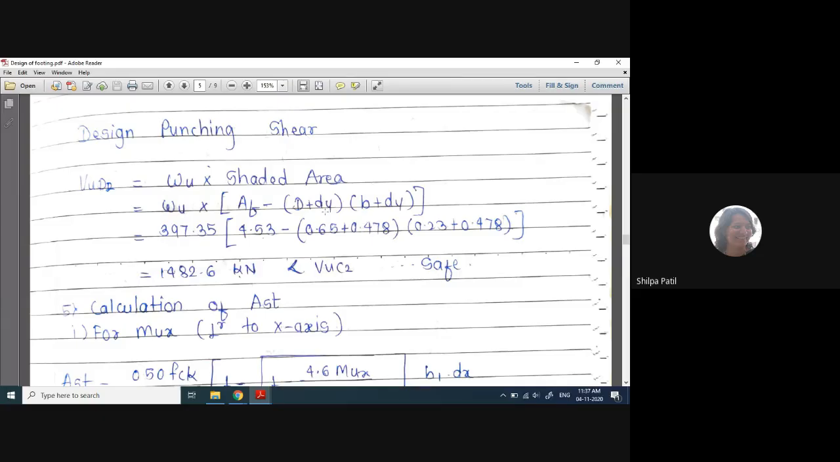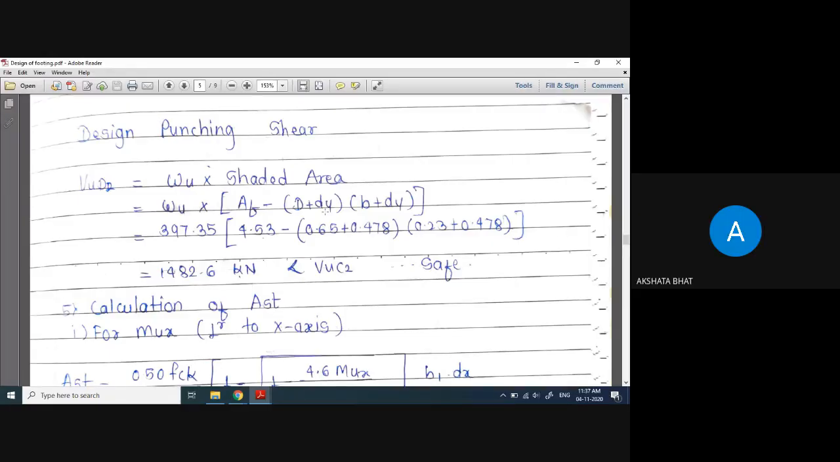Okay. Is it clear, everybody? Concept of punching shear. Guys, am I audible? Yes, ma'am. So is it clear to everybody?